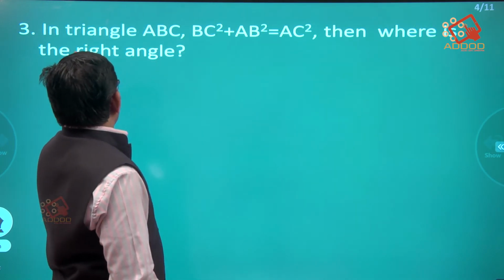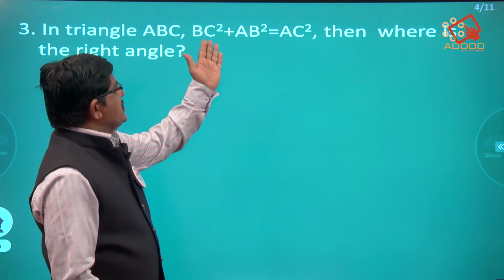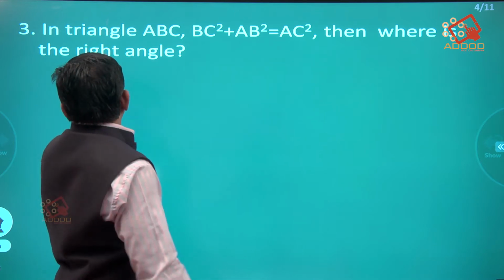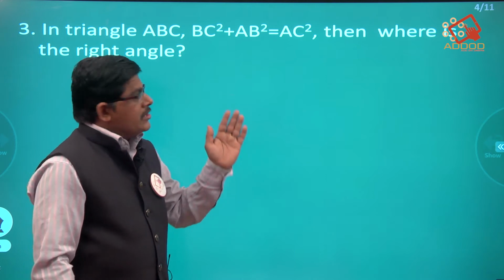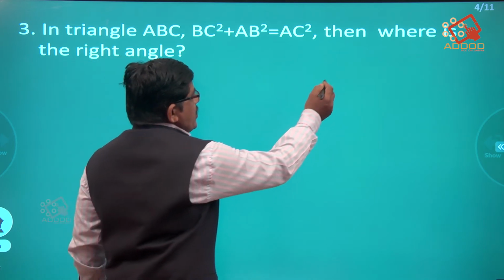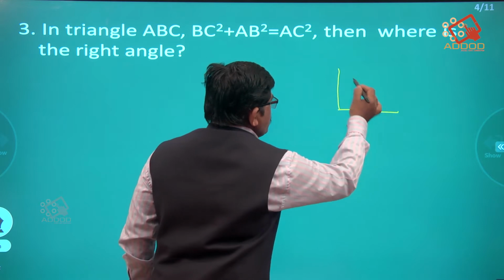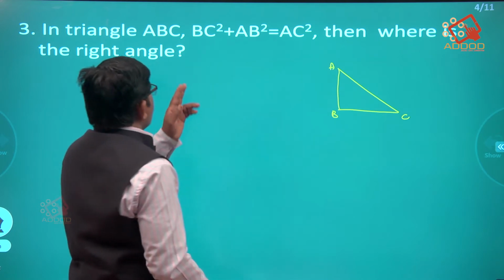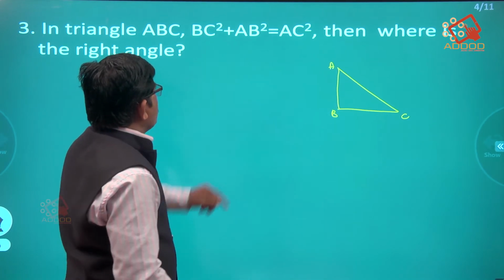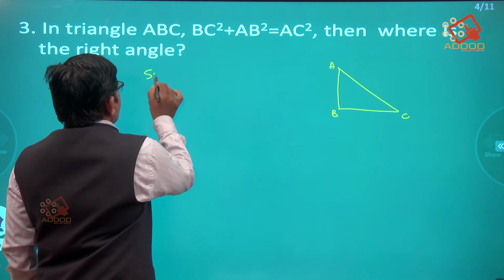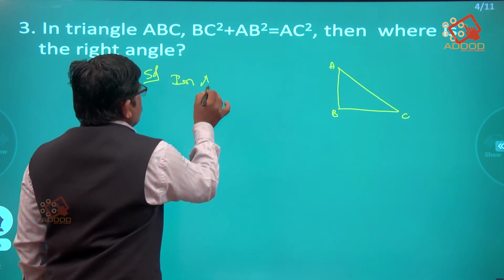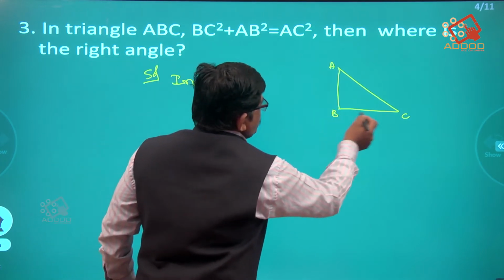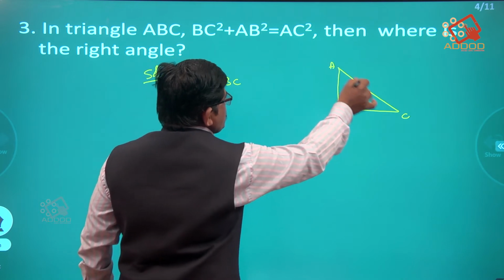Now the third question: in a triangle ABC, BC square plus AB square is equal to AC square, then where is the right angle? That is the question given. First draw the triangle ABC. Here, in triangle ABC, this is BC square, this is AB square, and this is AC square.